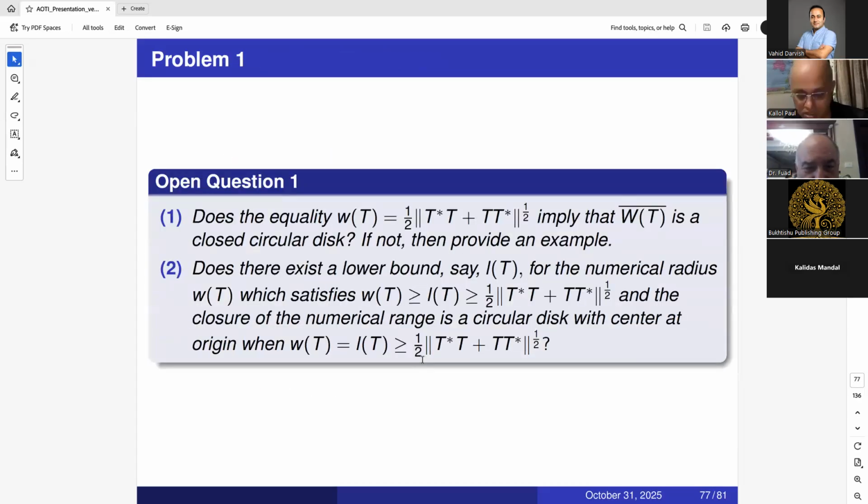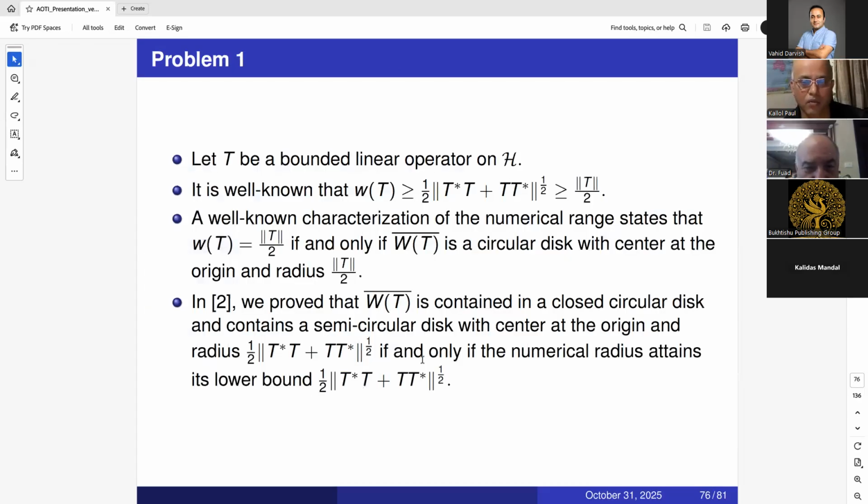Okay, so I'll go to this. Problem 1. We have a bounded linear operator T, and we know that w(T) is greater than or equal to half of the norm of T star T plus T T star to the power half, which is greater than or equal to norm of T by 2. A well-known characterization of the numerical range states that w(T) equals norm of T by 2 if and only if the closure of W(T) is a circular disk with center at the origin and radius norm T by 2.